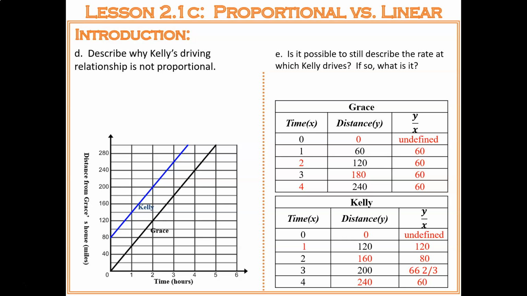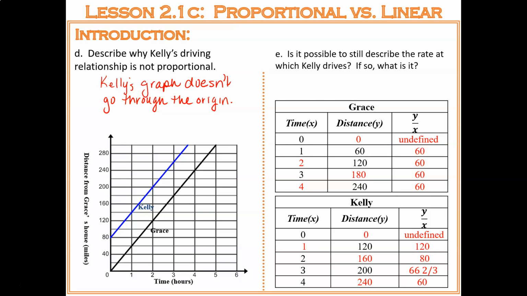So D said, describe why Kelly's driving relationship is not proportional. Well, Kelly's graph doesn't go through the origin. So in order for the relationship to be proportional, the graph has to go through the origin. Okay?